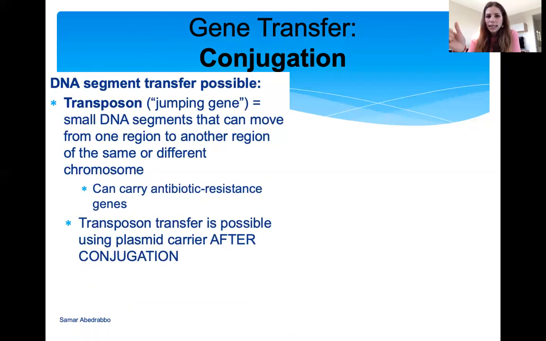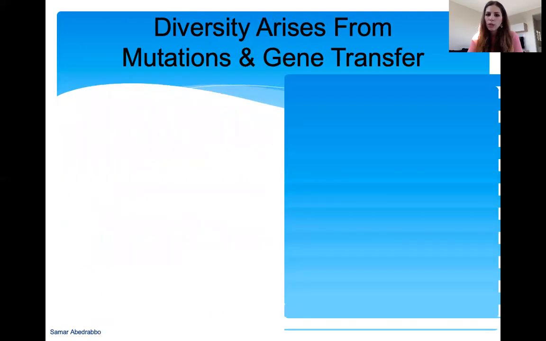Another way that DNA segments can be transferred. Before we were talking about plasmids, and now we're going to learn about something called transposons. Transposons are jumping genes, small DNA segments that can move from one piece of DNA to another piece of DNA. Transposons are very unique. They really are jumping genes. After a plasmid is transferred from one bacteria to another using conjugation, using the pili, if that plasmid carries a transposon, different genes can jump into the actual recipient cell chromosome or DNA.